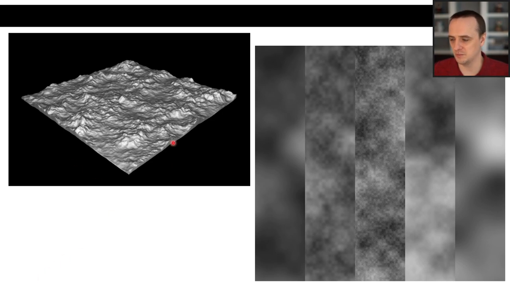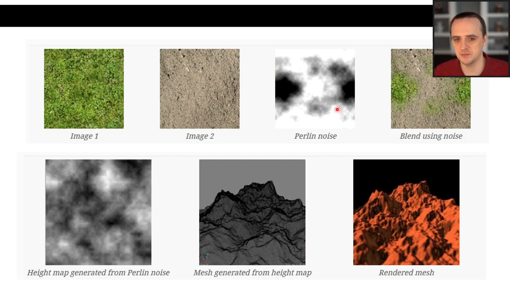The output of this can be used for a height map, can be used for texture generation. It can be used, this is really cool, for blending. So if you want to blend some grass and some dirt together in a realistic way, you can generate Perlin noise. And then you can say, wherever I have a 1 in the Perlin noise, I sample from the grass, or wherever I have a 0, I sample from the dirt. And you get this nicely blended image together. You can do height maps, and you can render those meshes, and you can get all sorts of interesting things.